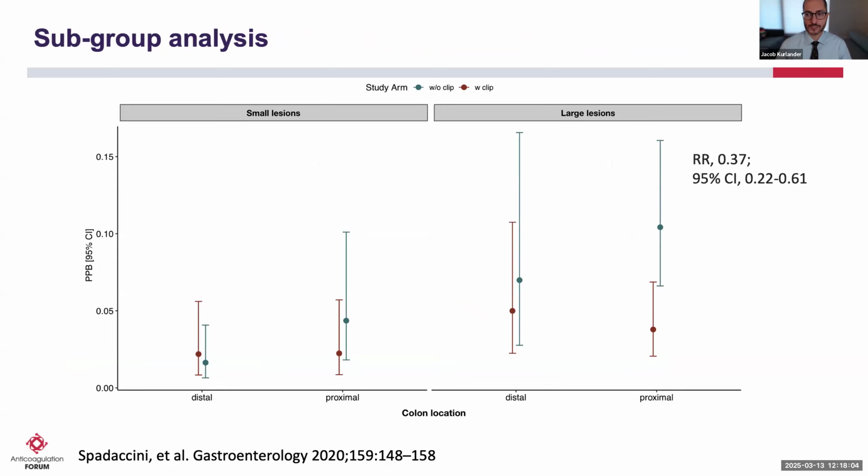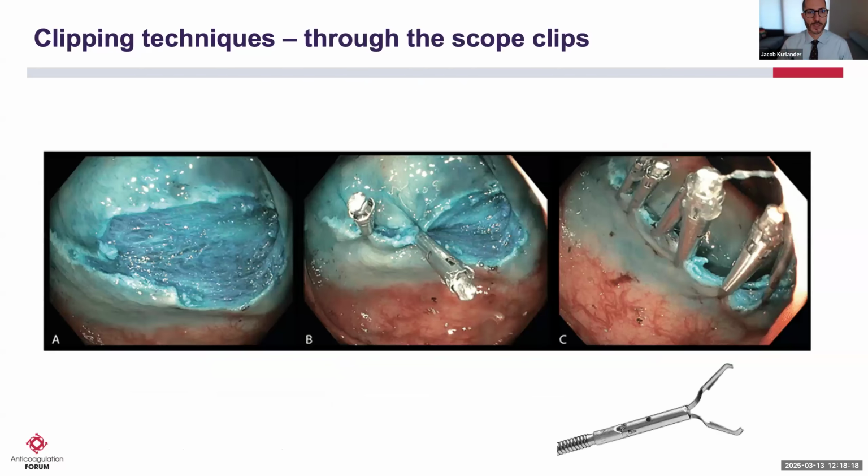And so the relative risk here is 0.37. We're going to be able to prevent almost 2/3 of these bleeding events by doing some prophylactic clipping. And so I think this is now the standard of care, especially for these large proximal colon polyps.